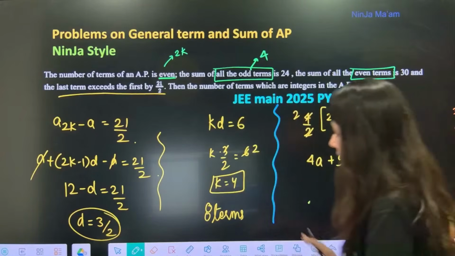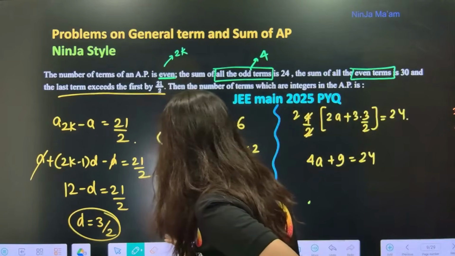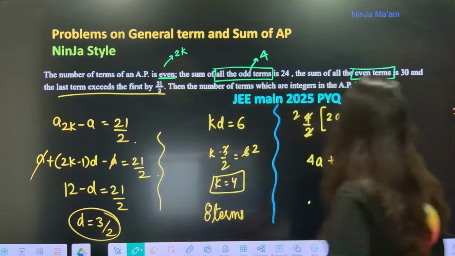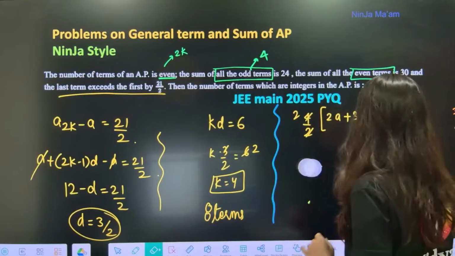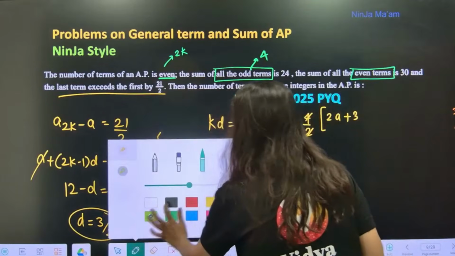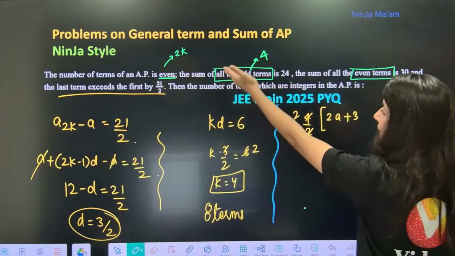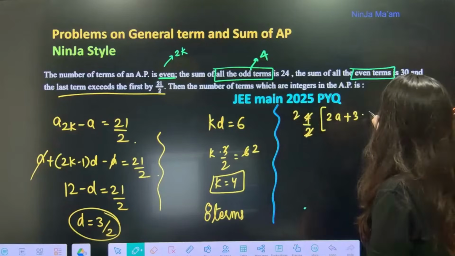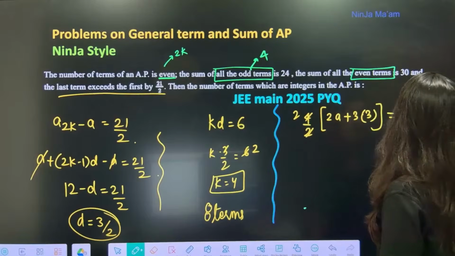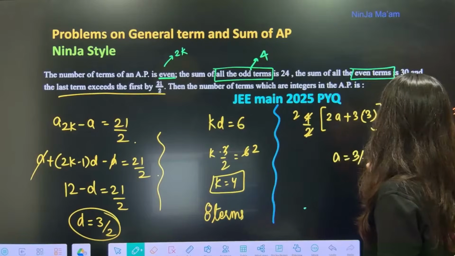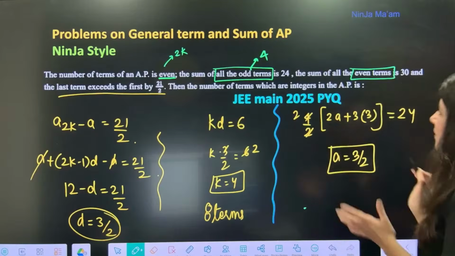Is D 3 or 3 by 2? Sorry, common difference. Oops, common difference over here will be 2D. Yes. Common difference because only odd terms we are tackling now. So A1, A3. So 2D. That is just 3. Yes. And that is absolutely right. 24. So from here, A will be 3 by 2 now. First term is right there.